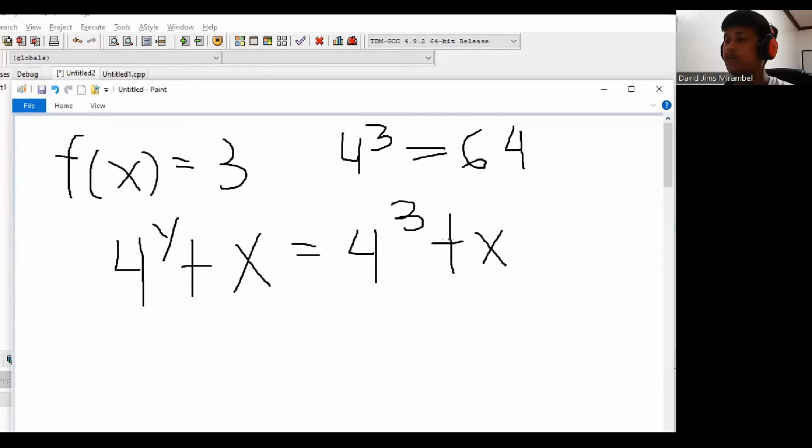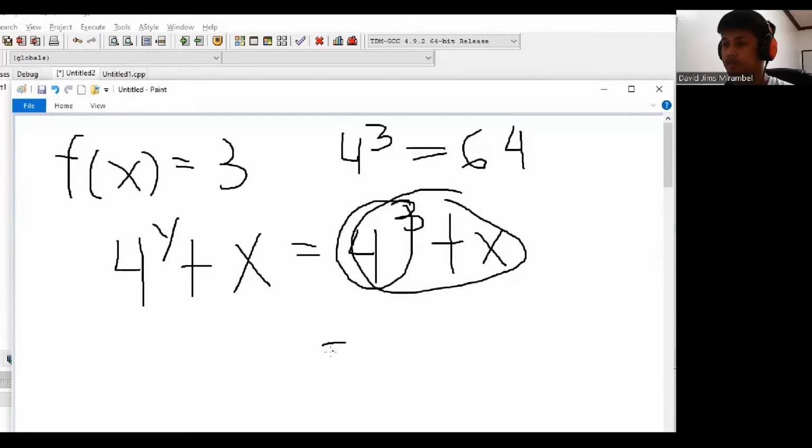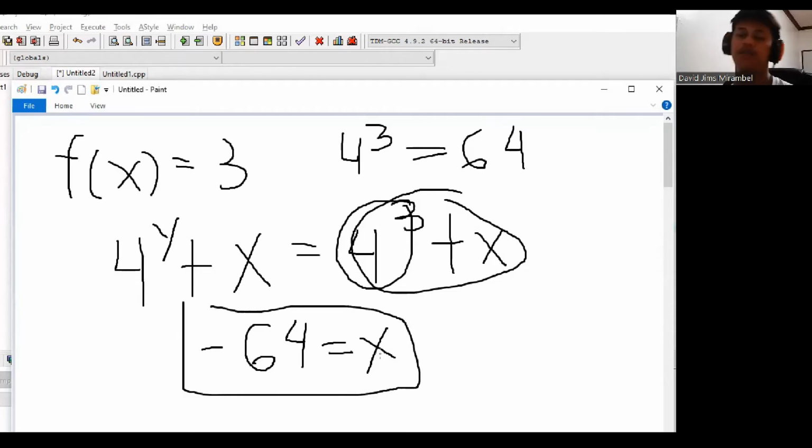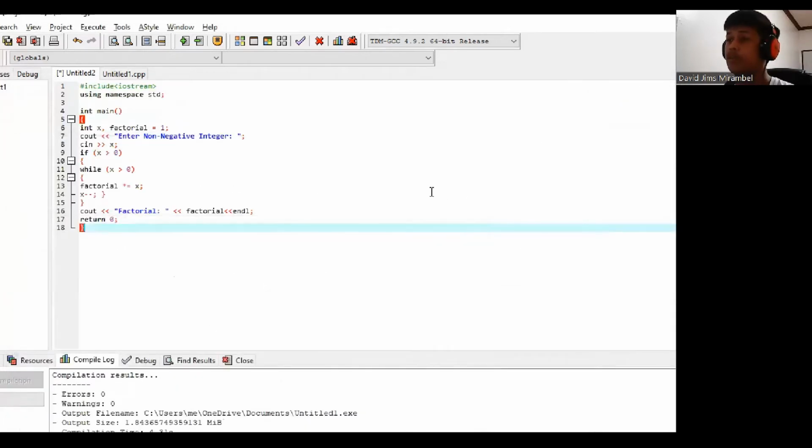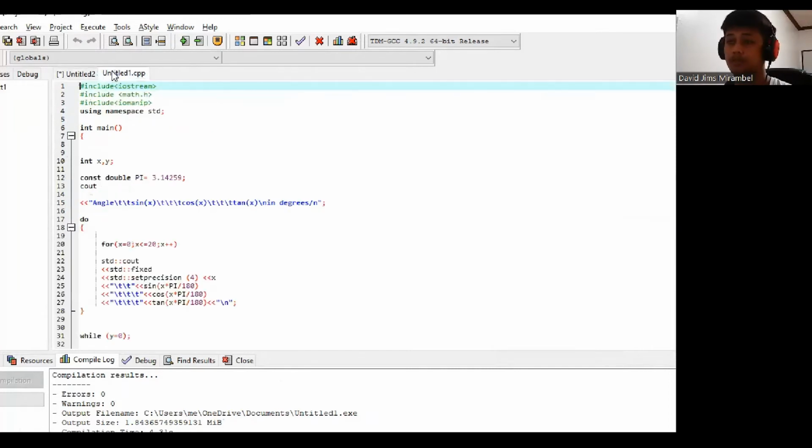In order to find the x value here, you just need to transpose this number here. So we got negative 64 and x. That would be the value of x. So these codes were really usable in calculus. That's for our analysis. Let us move on to part 2.